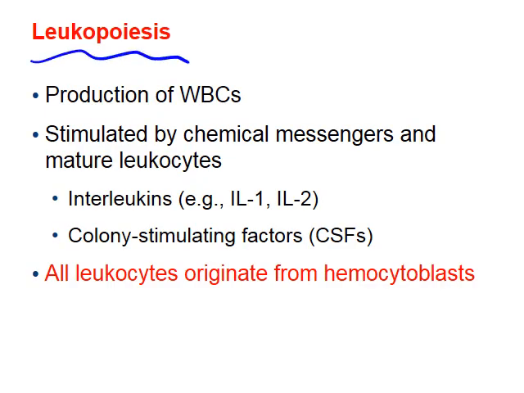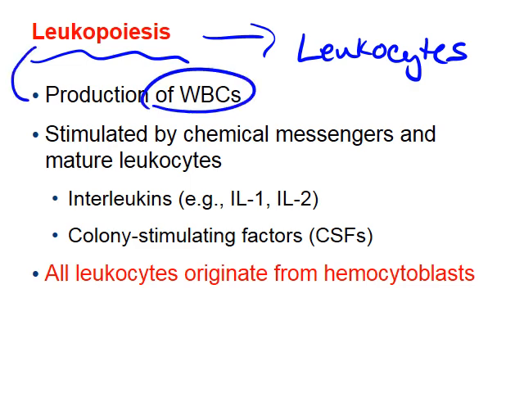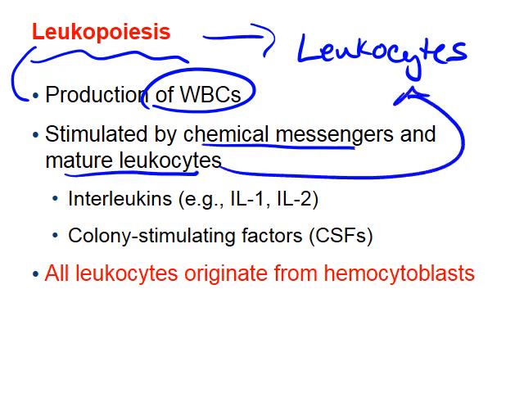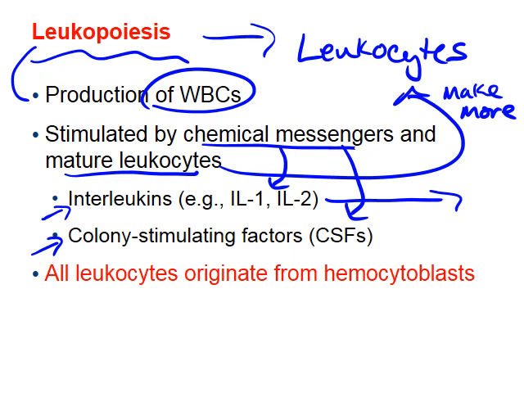We should be seeing a trend here. Leukopoiesis is going to make leukocytes, just like erythropoiesis is the process that makes erythrocytes. So leukopoiesis is making white blood cells. They're stimulated by chemical messengers. Also, mature leukocytes can go back and say, make more. What are these chemical messengers? They've listed them here for you: interleukins and colony stimulating factors. We'll talk a little bit more about interleukins when we get to chapter 21.